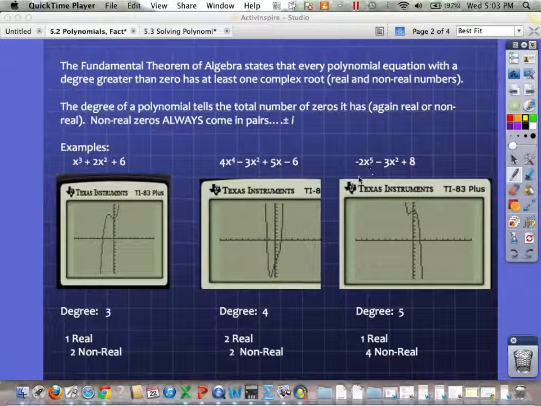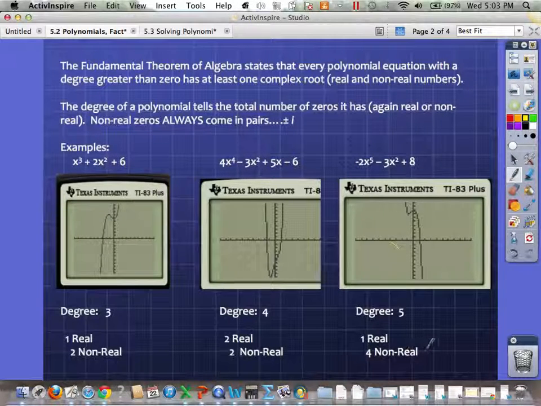And then the last one is negative 2x to the 5th power minus 3x squared plus 8. Again, this one was really hard to get on the graph. There's going to be an extra little blip in here. I couldn't get it zoomed in well enough so you could see it. But it is to the 5th power, so that means it's a degree of 5. And that means there are 5 total solutions, whether they are non-real or real. You won't be able to tell unless you look at your graph. This one only crosses one time, so that means the other 4 are non-real. Okay, does that make sense?